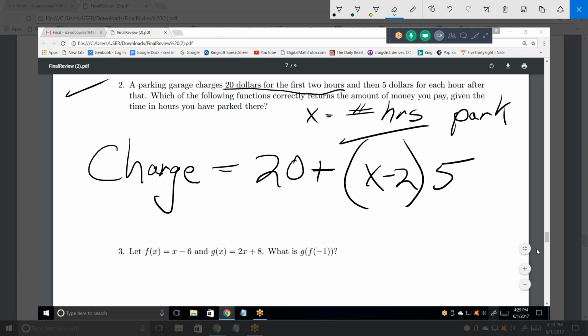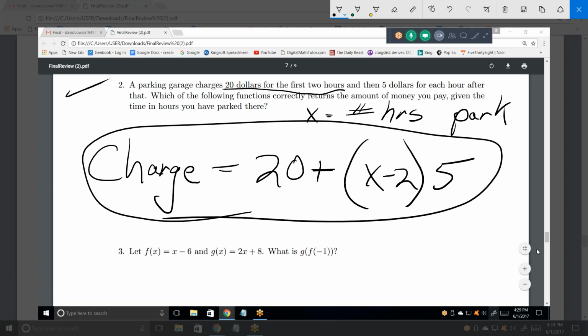What would make it correct is if I put absolute value signs around that. Even that doesn't make it correct, but it's closer. I suspect that if we were looking at multiple choice, this would be the answer. This would be what they would give you as one of the answers. Now, they may simplify that.